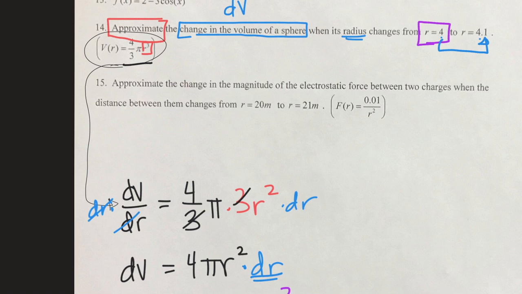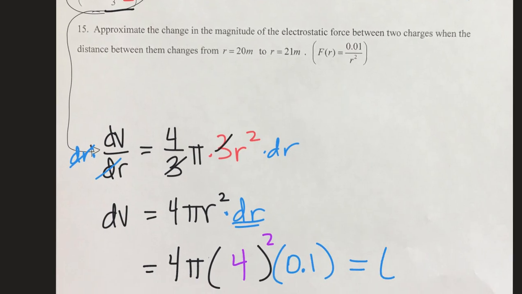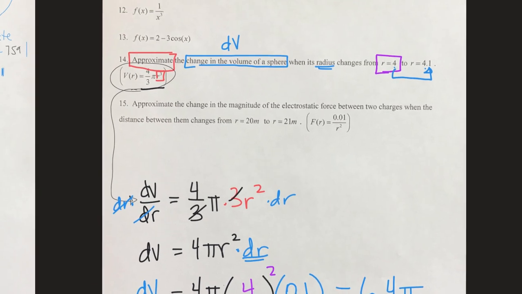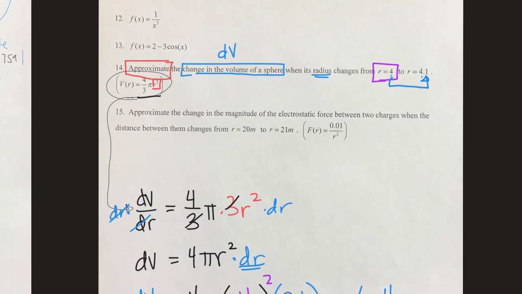Okay, so your delta r is your change in the length of your radius. So I need to put all this into my calculator: 4 times pi times 16 times 0.1. This is basically 6.4 pi, the change in my volume. The volume is, of course, in cubic units. I don't remember what the units were, but 6.4 pi cubic units. That's how much my volume increased when my radius increased by 1/10.